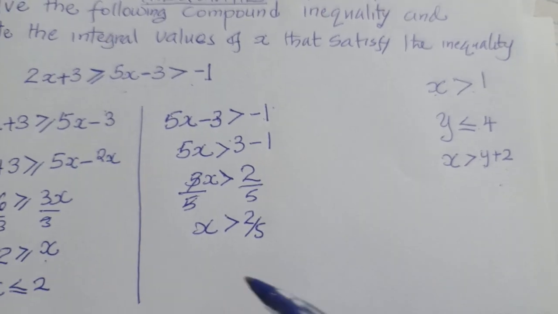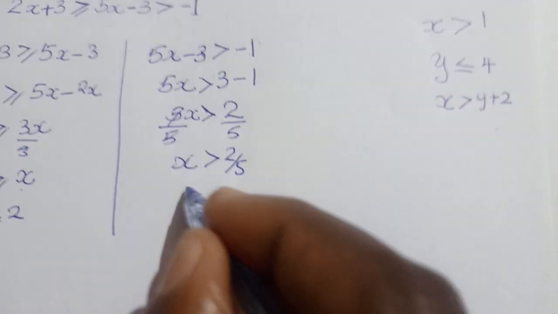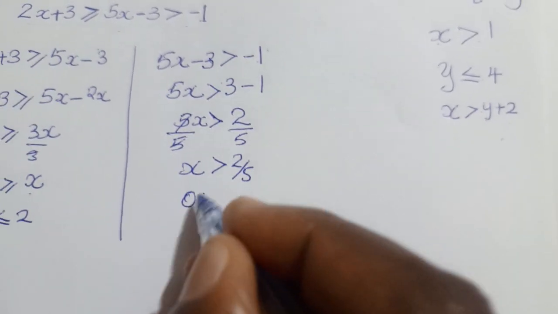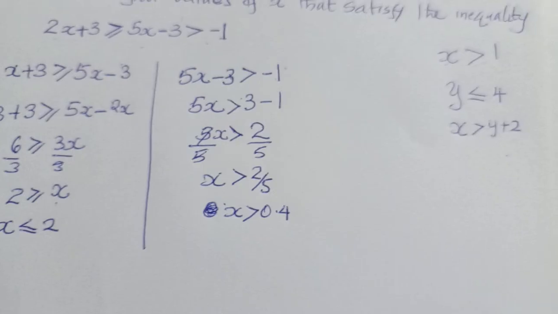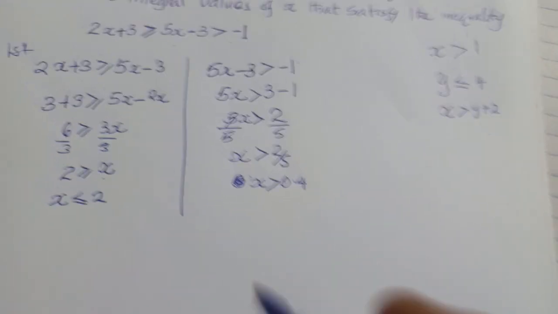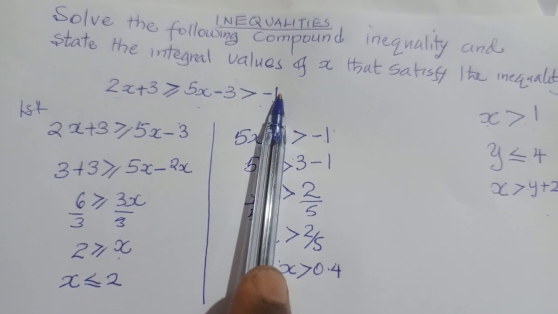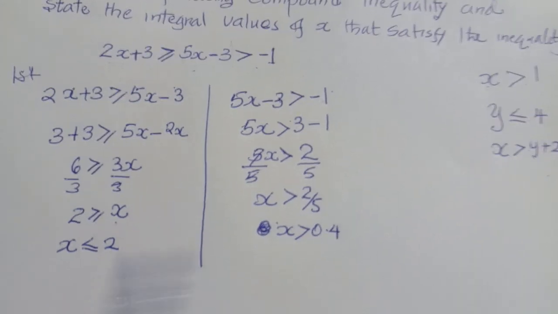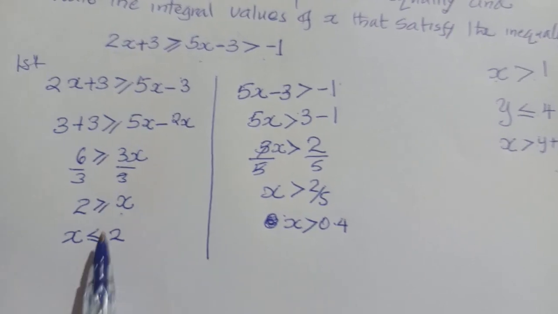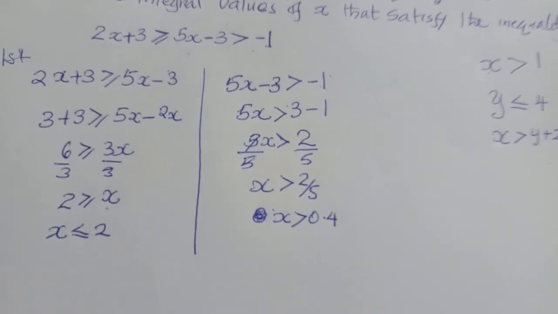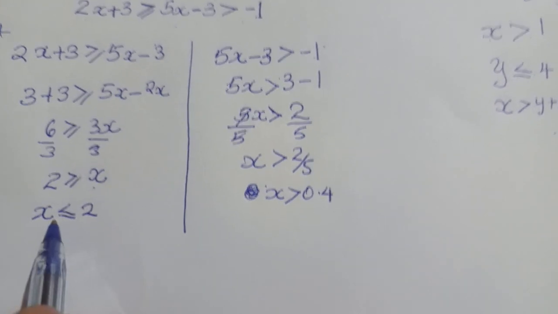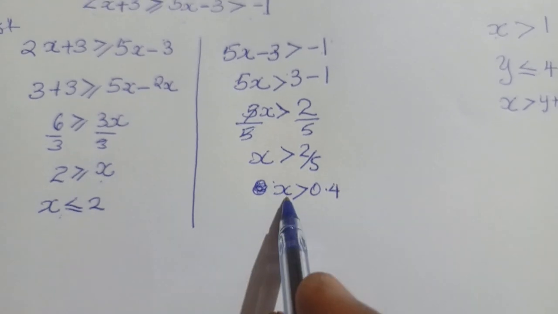You're also free to write it as x is greater than 0.4. So you'll still be okay when you write that x is greater than 0.4. That is 2 divided by 5. Now, because it was a compound inequality, our solution should also be compound. Now, in this case here, this is simple, and they both apply to the same compound inequality. So what we need to do is to generate a compound inequality out of these two inequalities.